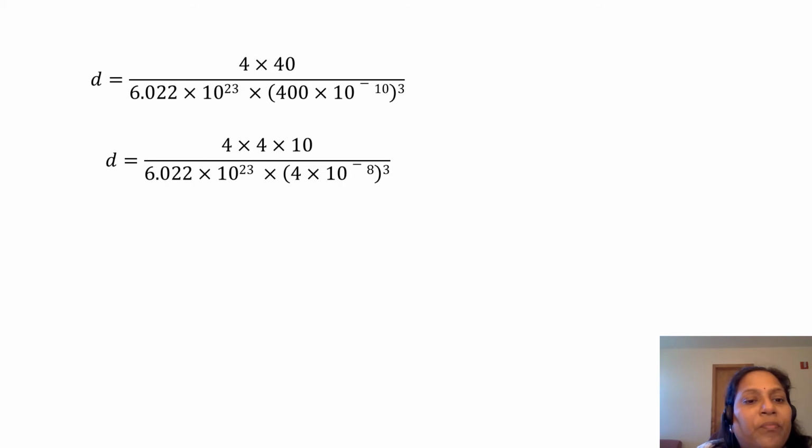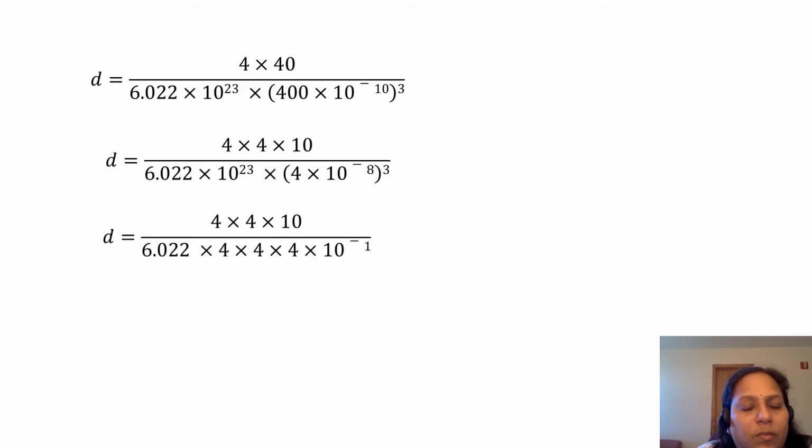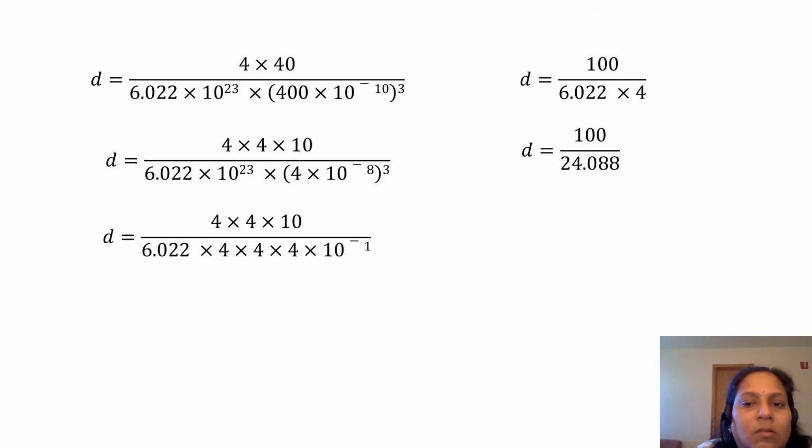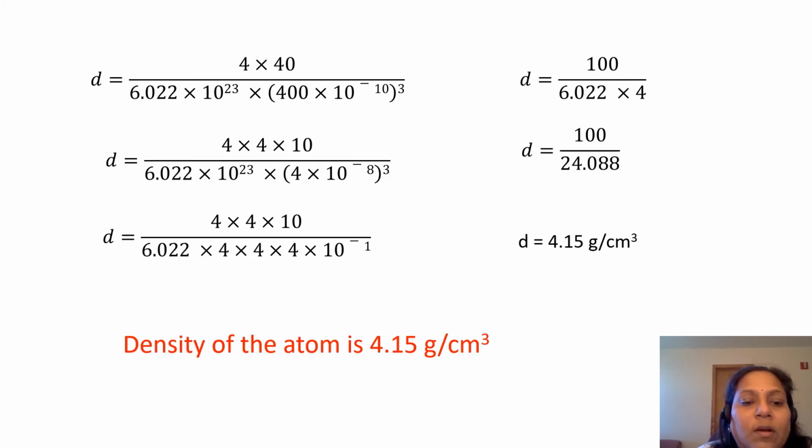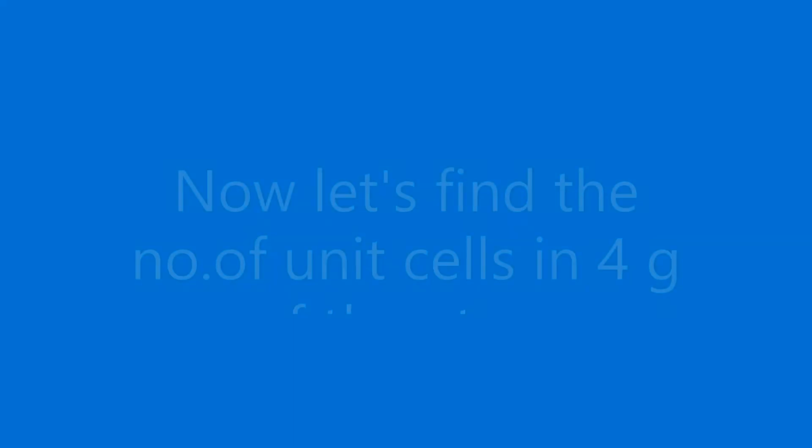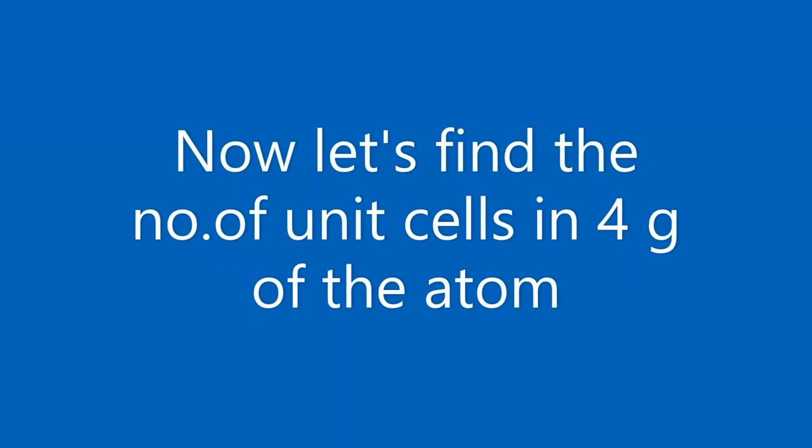Since calculators are not allowed, I have solved this problem step by step, and you can have a look at it. You can also pause the video and try to do it by yourself and check out the answer for yourself. So the final value, the density of the atom, works out to be 4.15 gram per centimeter cube. Now let's find the number of unit cells present in 4 grams of the atom.